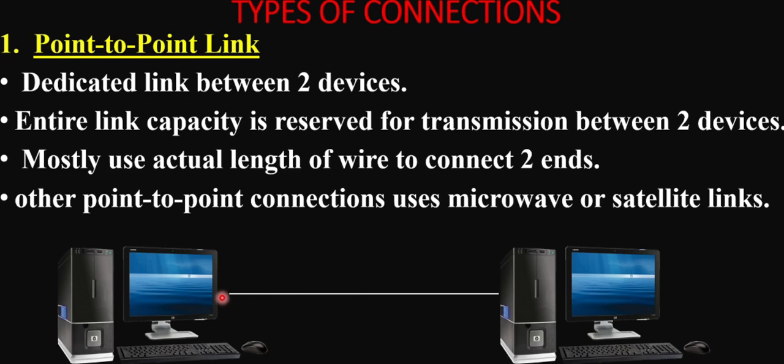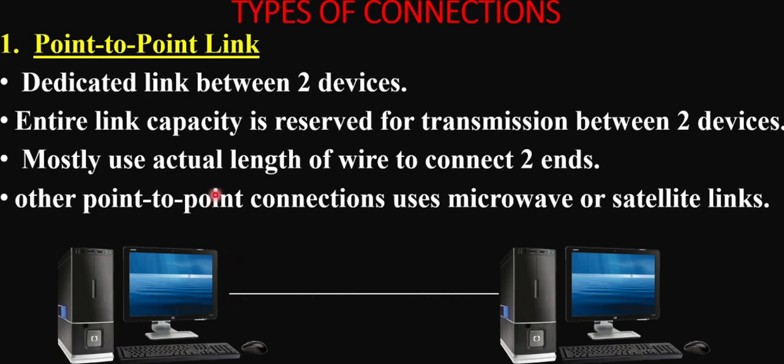So in this example, these two computers are connected using a dedicated link between them. This white line which you can see is a dedicated link between these two computers. And this link capacity is entirely reserved for these two computers only. No other device can use this link. So that's why it is called dedicated. Only two computers can use this particular link. So the entire link capacity is reserved for transmission between these two devices only.